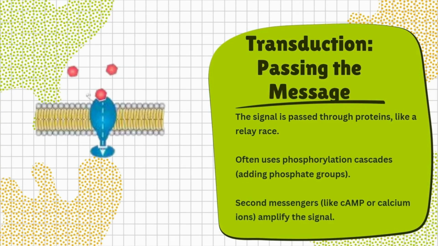The message inside the cell gets passed along like a relay race through different proteins. This involves phosphorylation cascades, basically adding phosphate groups to activate or deactivate proteins. There are also second messengers like cAMP and calcium ions, which help amplify the signal and make sure the message is loud and clear.